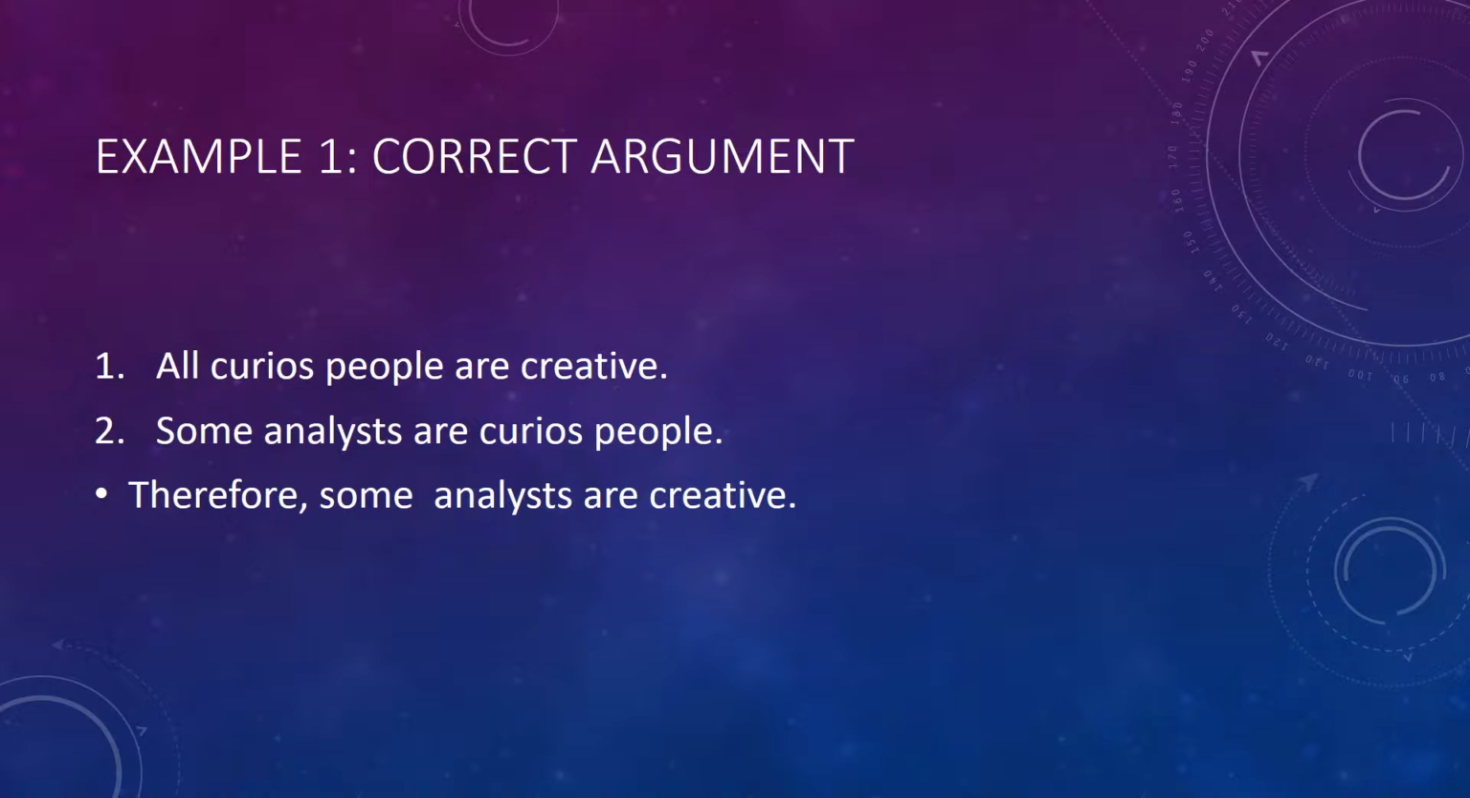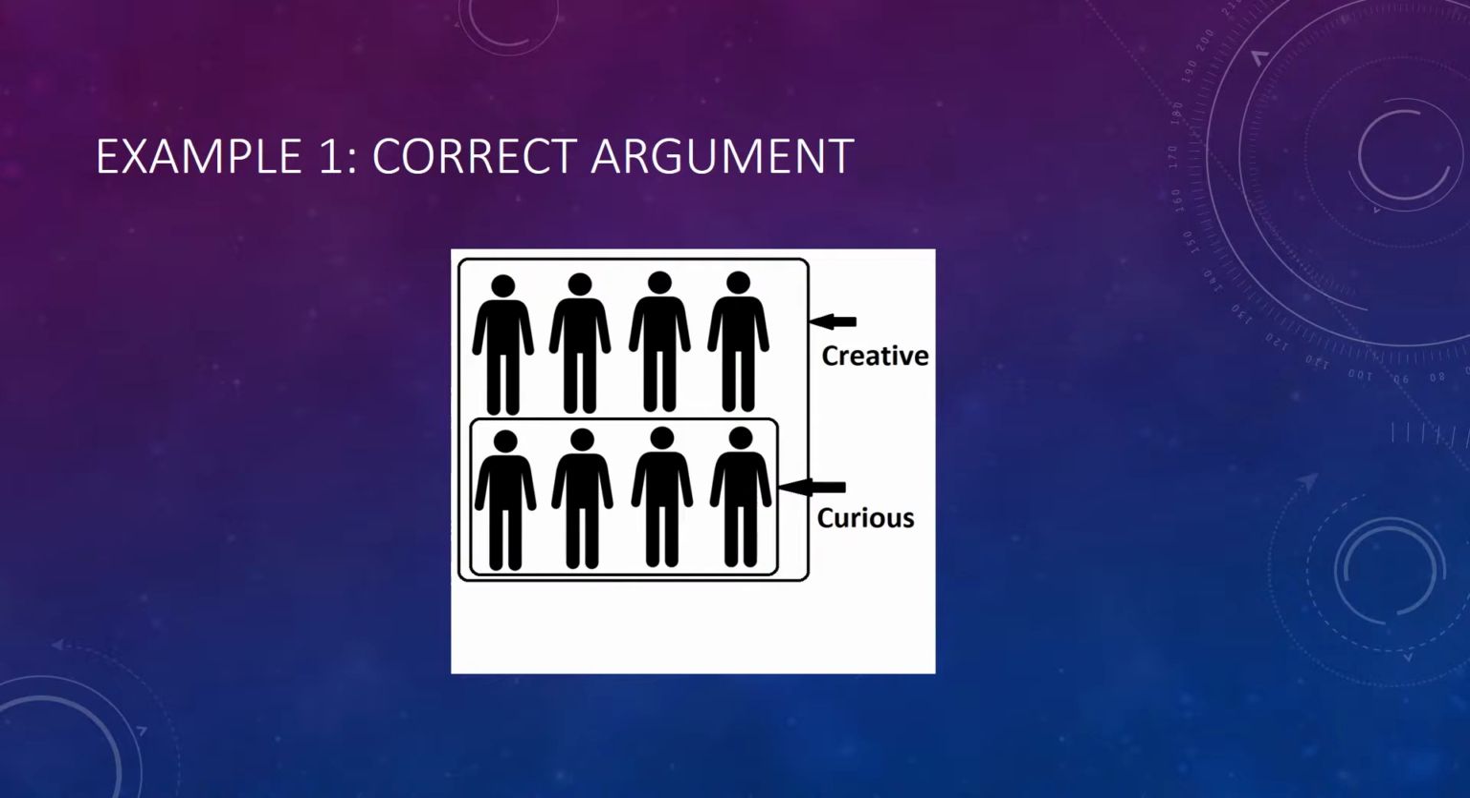First of all, we must know that each claim, 1 and 2, is already showing a logical connection between the terms it uses. Using these connections, we would like to find out a new connection within all the three terms used in the two claims. To do so, we must begin by identifying terms that are common. We can see that the term curious people is common between the terms analysts and creative.